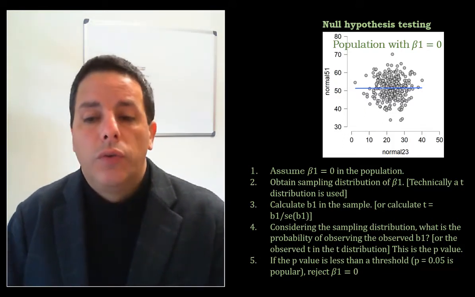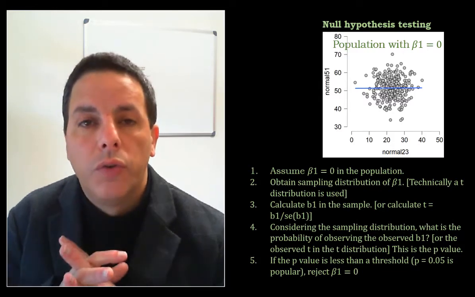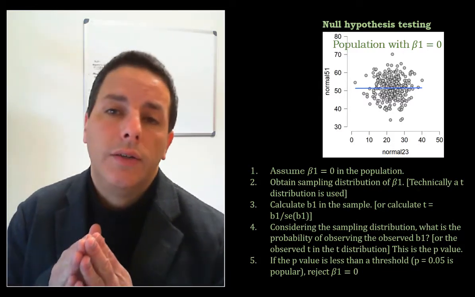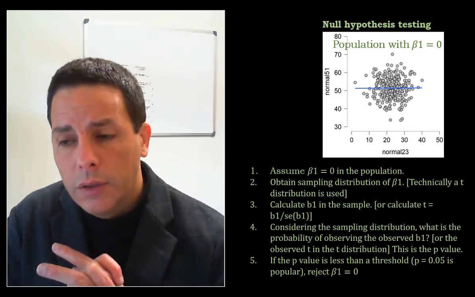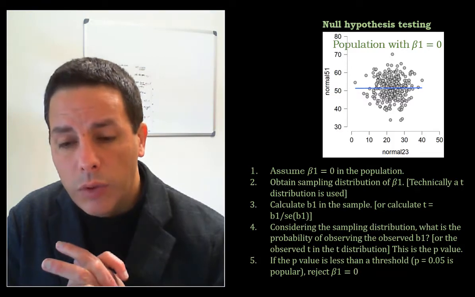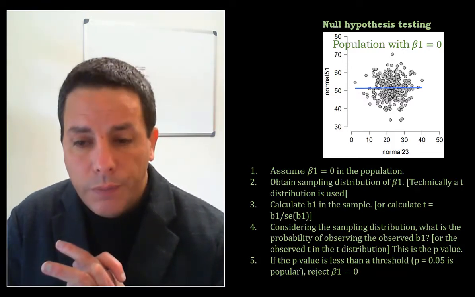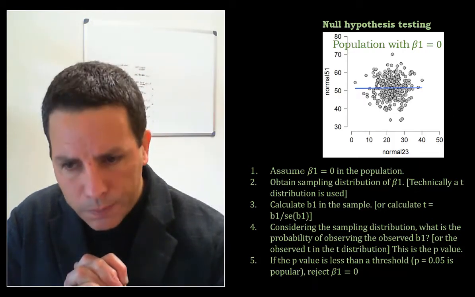And then we use a threshold, which a popular one is 0.05. And if the p-value we obtain is less than that threshold, then we reject the null hypothesis, which in this case is that beta 1 equals 0. So that's the null hypothesis testing approach.